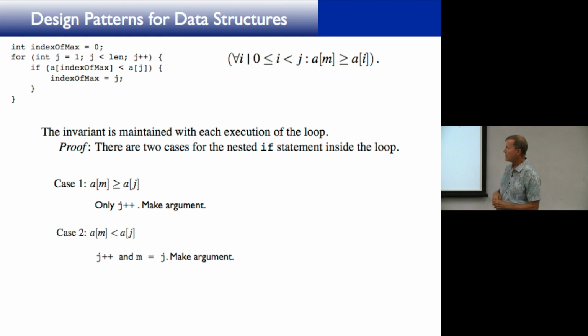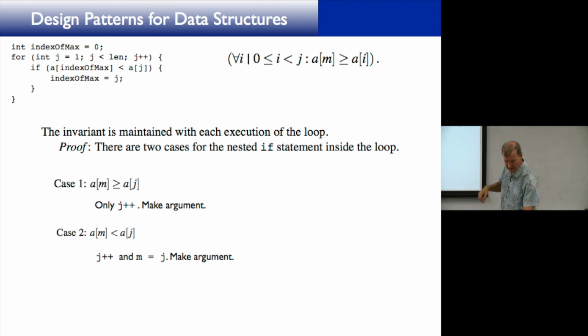Case 1, does the body of the if execute? Yes or no? No, because it says the guard is if A sub m is less than A sub j, that's when it executes. So if A sub m is greater than or equal to A sub j, it doesn't. Case 2 is if it does.